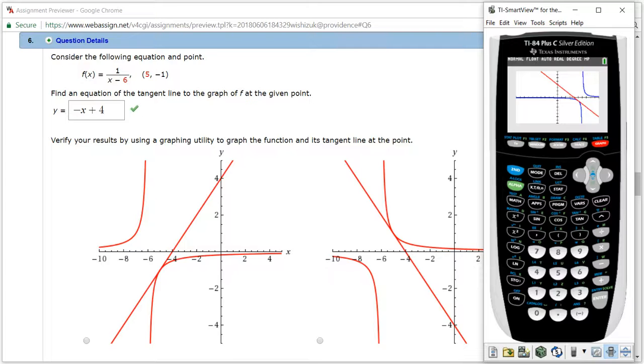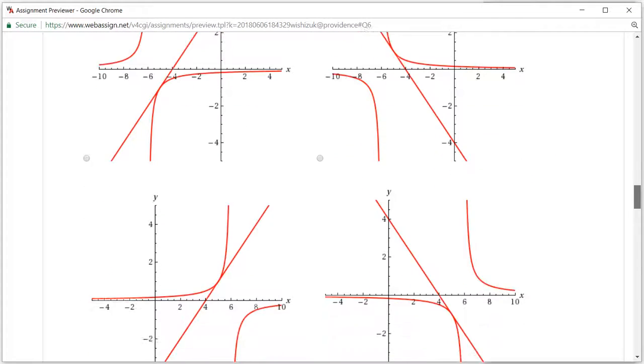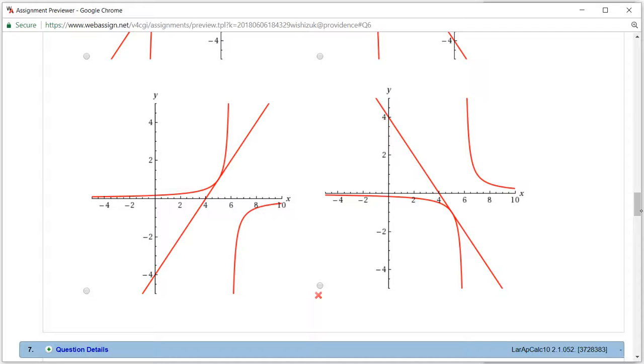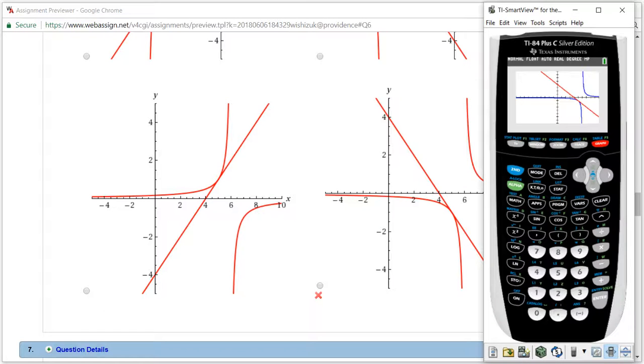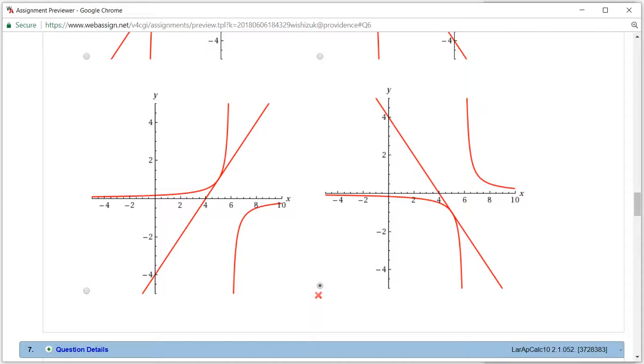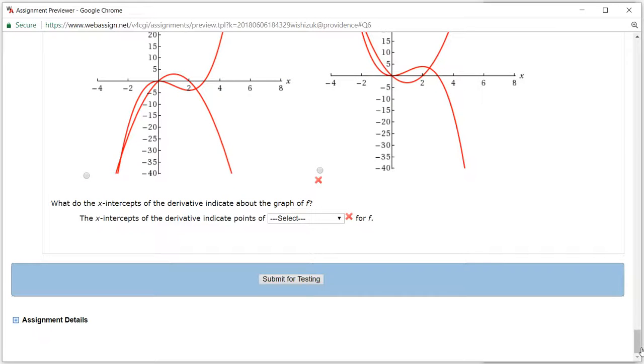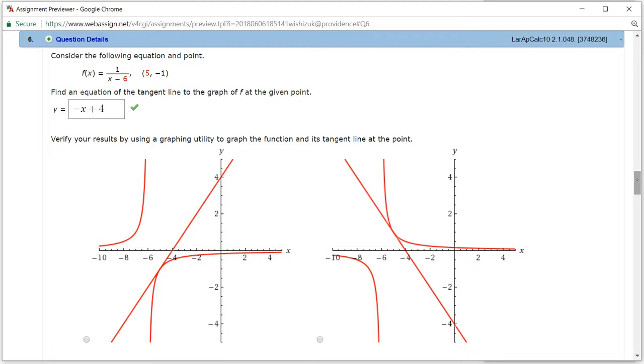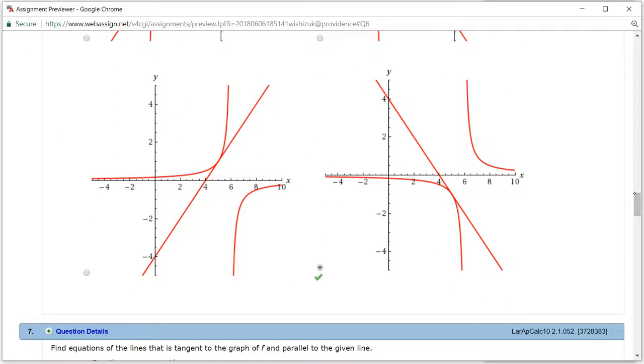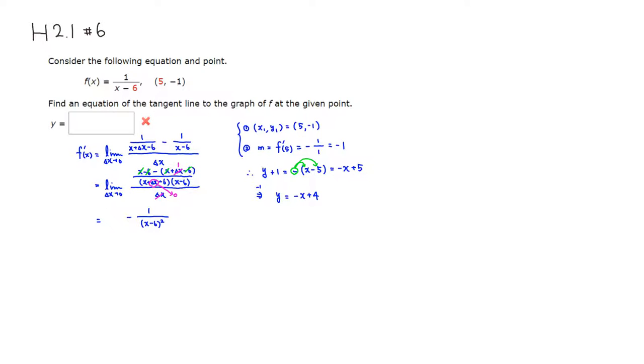It looks like the first two pictures are not going to be it because they look completely different. It's on the negative side there. If you compare this with these two, not the third one, it looks like the fourth picture is the correct one. So let's check the answer. I submit for testing. It came back and looks like we got this one correctly. That's it. I hope that this was clear.